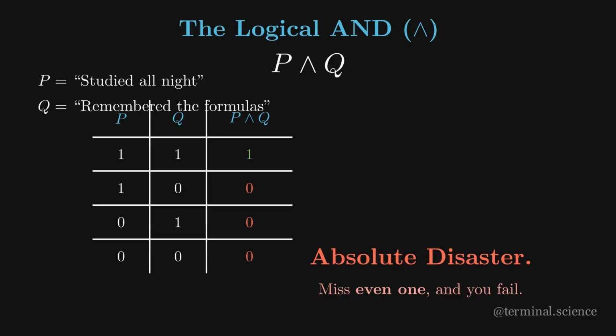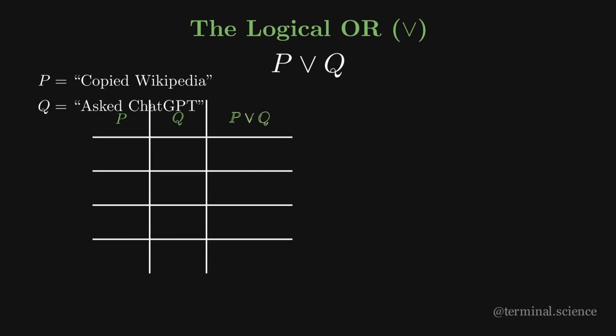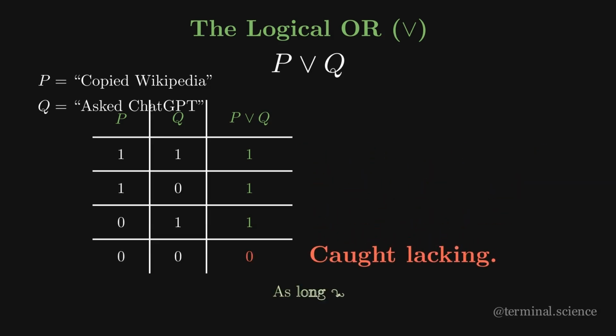Next is the logical OR operator. P, you copied Wikipedia. Q, you asked ChatGPT. In an OR statement, as long as at least one condition is met, the whole thing evaluates to true. Copy from Wikipedia? Passed. Ask ChatGPT? Passed. Do both? Passed. The only way you fail this assignment is if your Wi-Fi dies and you get caught lacking. As long as one is true, you survive.